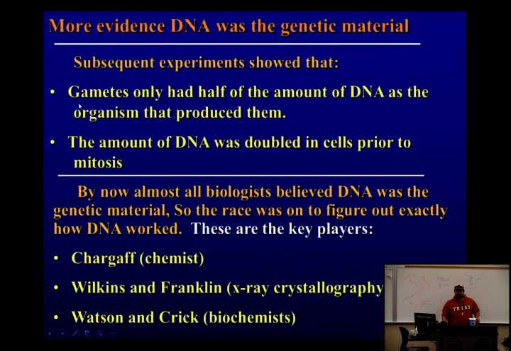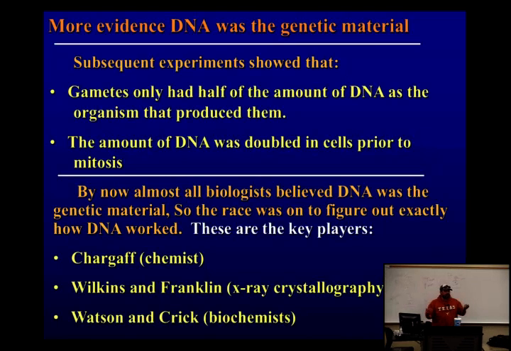So other experiments showed that gametes have half the amount of DNA, which supports that. Cells going through S phase have how much DNA? Double. So that also supports this. But scientists didn't know what DNA looked like, what the structure was, or how 4 letters could code for such a complex thing as a human being or whatever.